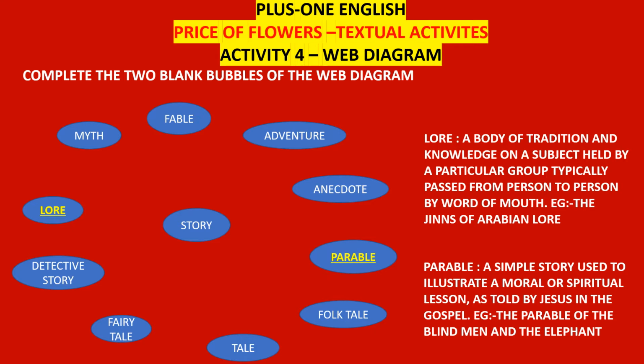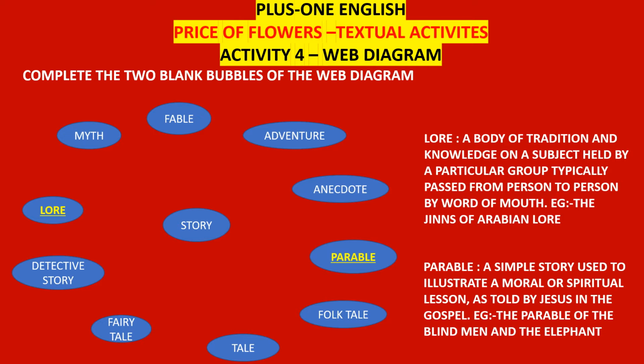So let us see the first blank bubble, left side, that is lore. What is lore? A body of tradition and knowledge on a subject held by a particular group of people, typically passed from person to person by word of mouth. Example, the jinns of Arabian lore. This is available in the library. Most leading and old libraries, you can take the copy and read.